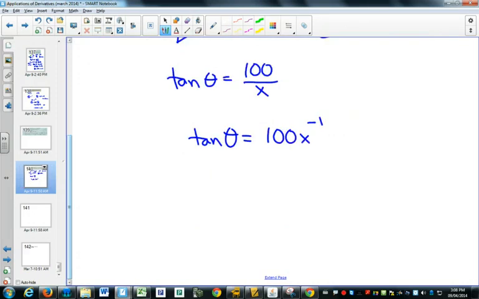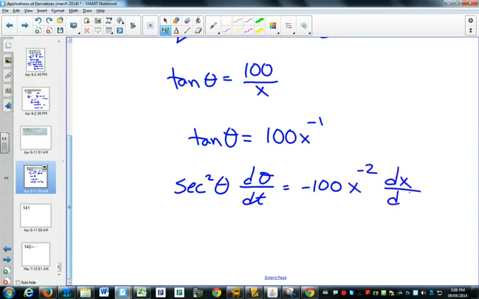Now when we figure out the derivative, we're going to get secant squared of theta again, d theta/dt equals negative 100 x to the negative 2 dx/dt. So we're going to need the value of x. We're going to need the value of theta so we can figure out all of these things.